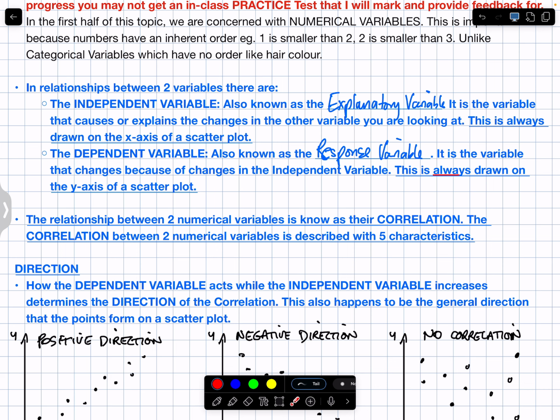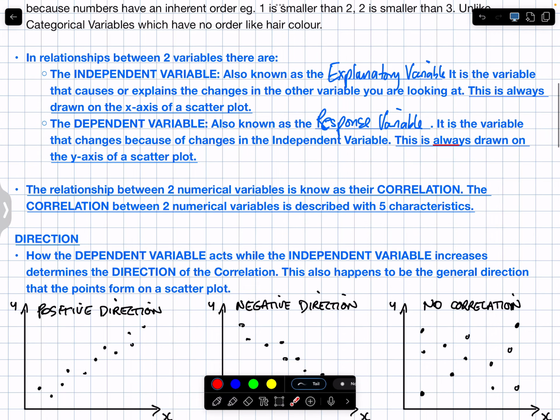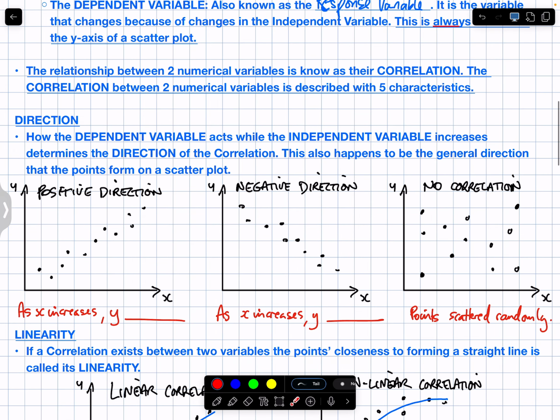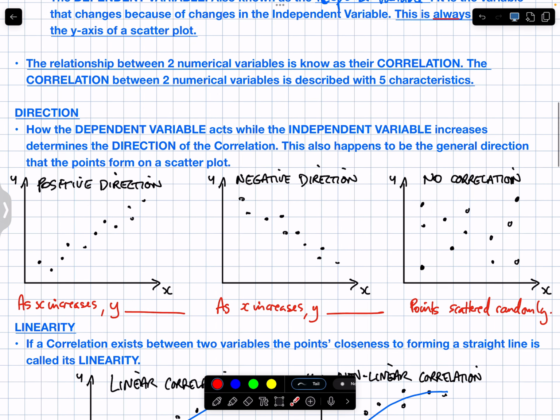The relationship between 2 numerical variables is known as their correlation. The correlation between 2 numerical variables is described with 5 characteristics. All right, let's look at direction, please. Can you scroll down to these graphs here? How the dependent variable acts while the independent variable increases determines the direction of the correlation. This also happens to be the general direction the points form on a scatter plot.